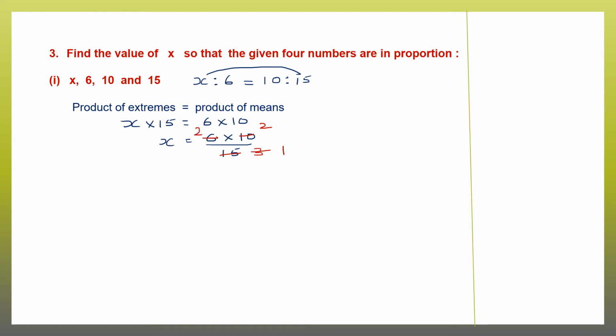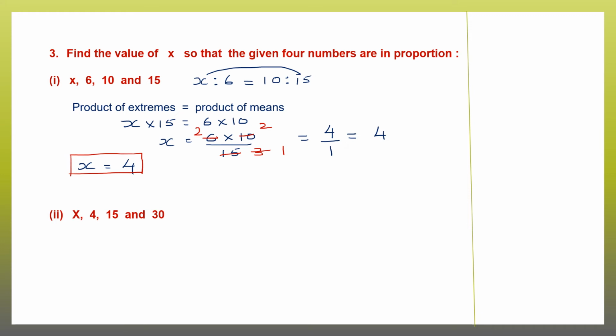Now let's multiply the numerators. 2 2s are 4. Denominators 1. So finally I get 4 by 1, which is 4. So x is equal to 4. The value of x we have found is 4.